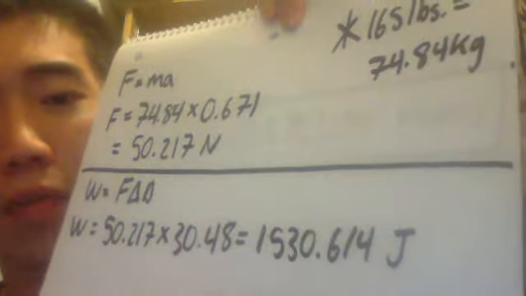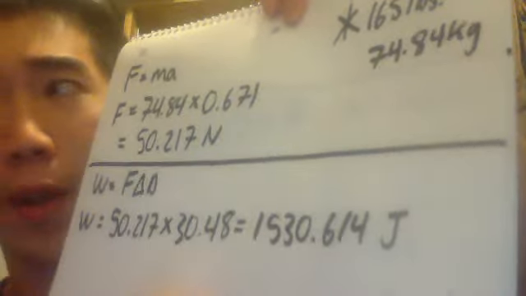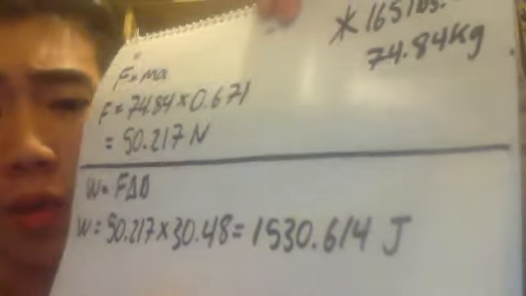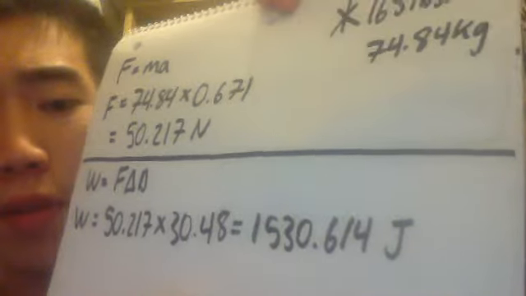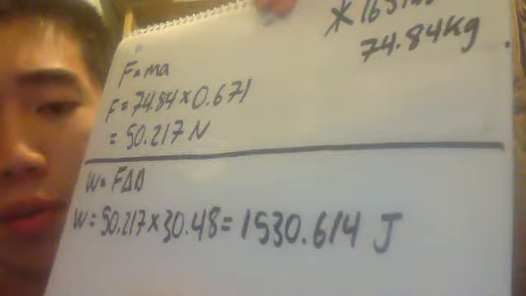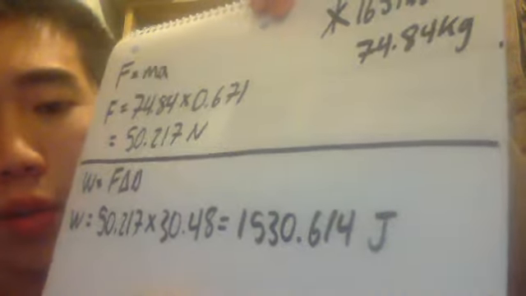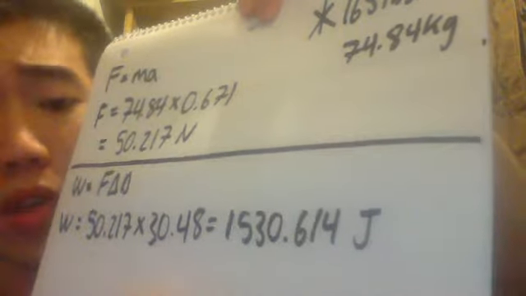And then you plug the 50.217 newtons into our work equation. Work equals force times change of distance, so 50.217 times 30.48 equals 1,530.614 joules.